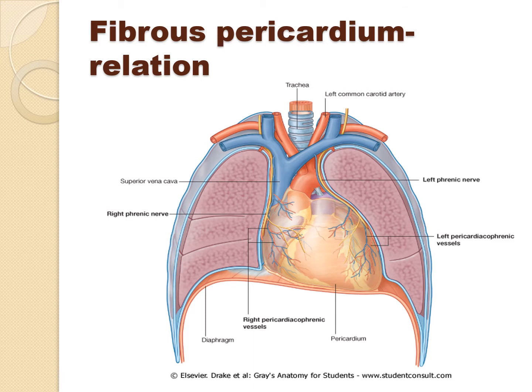Now below there is the left lobe of the liver and fundus of the stomach separated by the diaphragm. These are the relations of the fibrous pericardium. So now, serous pericardium.